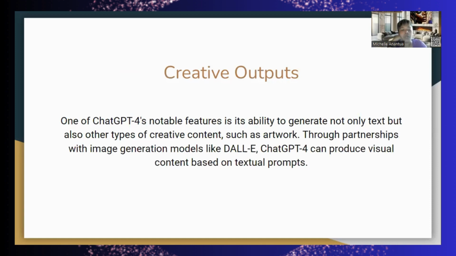Creative outputs. One of ChatGPT4's notable features is its ability to generate not only text, but other types of creative content, such as artwork. Through partnerships with image generation models like DALL-E, ChatGPT4 can produce visual content based on textual prompts. So, this is the part that my business really focuses on. As you see, even the background behind me right now is based on words. I created that from words. So even the picture in the frame, the setting, all of that is words that I put into ChatGPT to generate this art that's behind me.